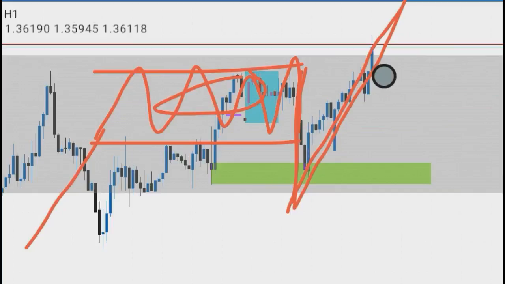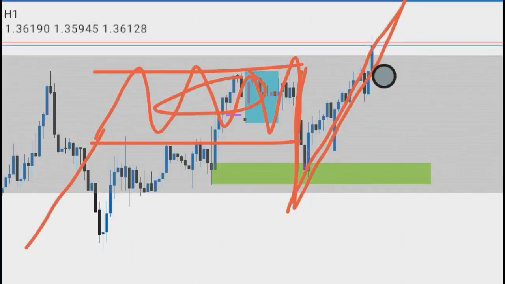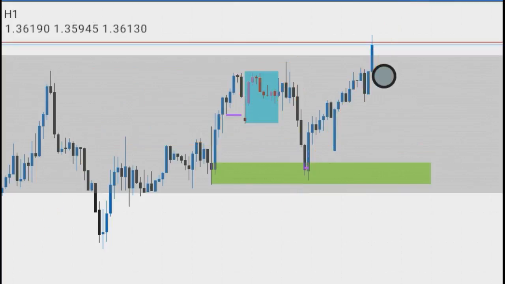All right? How do you find this pattern? Well, you will find this pattern when you use the Asian range, when you use the Asian session and the London session. These are the two market sessions you need. Asian session and the London session. These are the two market sessions that you need to trade this strategy successfully.